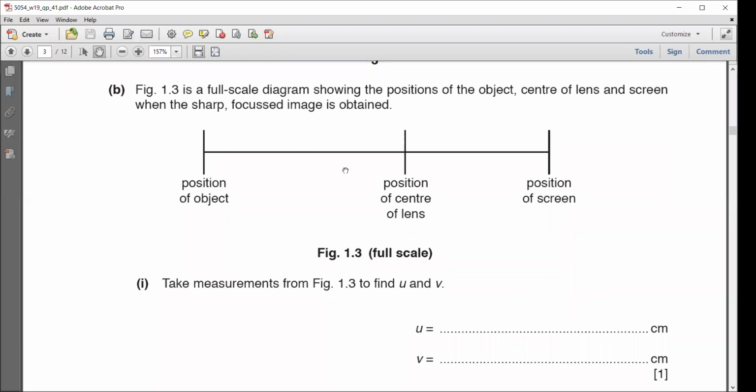And from the optical center to the position of a screen, that is, the image we are getting on the screen, that is our image distance. So what you will do with the ruler, you will measure it. You have to take the printout, otherwise you cannot get it correctly or accurately.